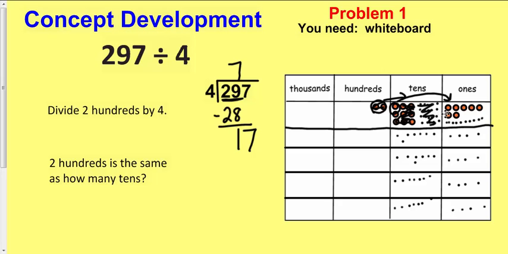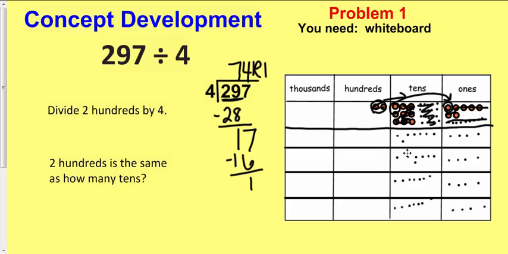So that used up all of them except for 1. I used 16 of the ones. So when I come over here and say I have 4, 4 times 4 is 16, and when I subtract that, I have a remainder of 1.